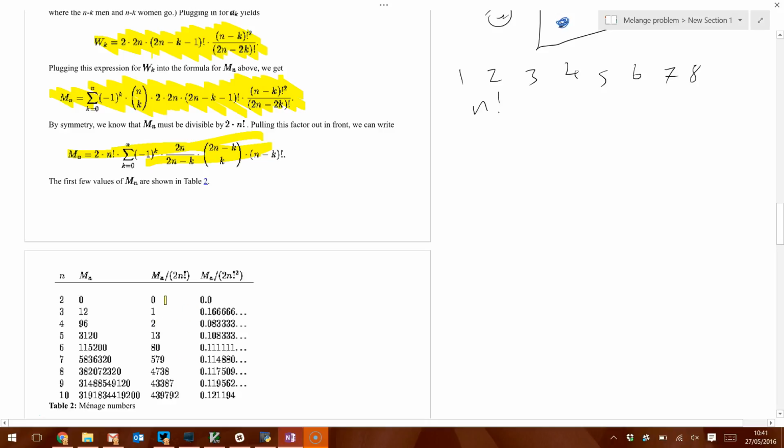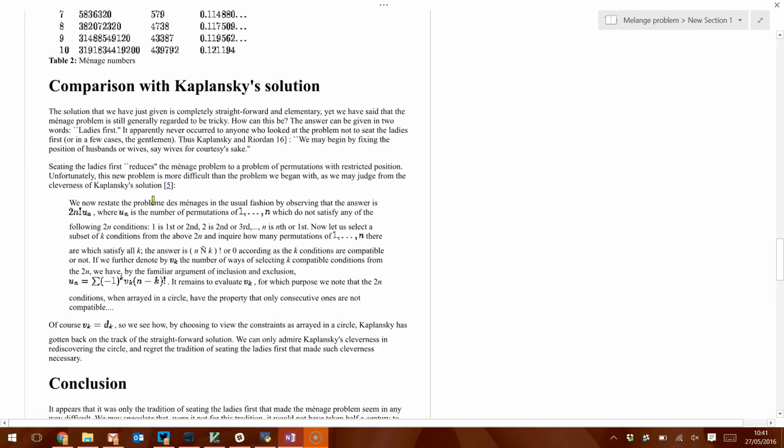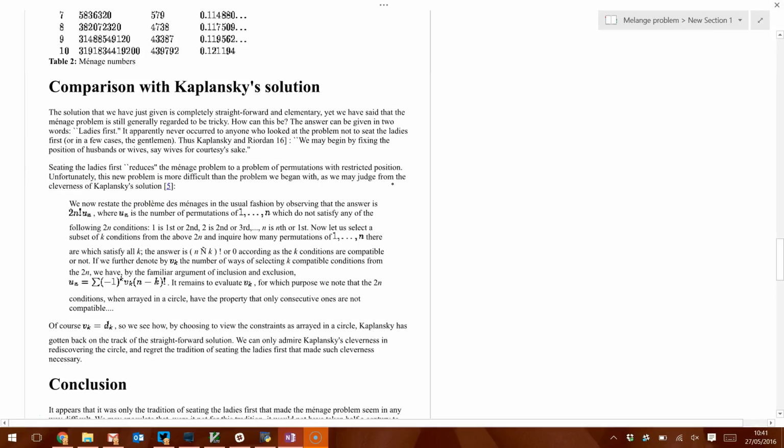Now, the reason this is interesting, which I think they'll say down here, Kaplanski's solution was, first of all, sit down all the women. I'm going to sit these here. And then once you've done that, you've definitely not put any couples together yet, because all the couples are a man and a woman, and women are 2 apart.